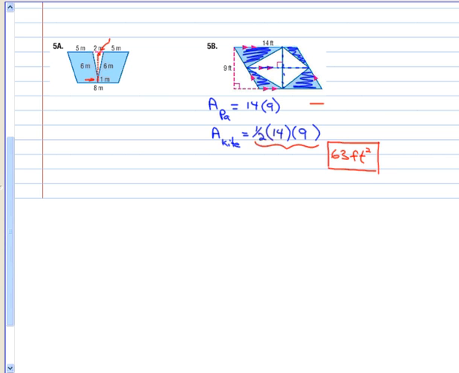All right, let's go to the book. Let's see, what page are we on here? 811. Geometry, 811, number 1.